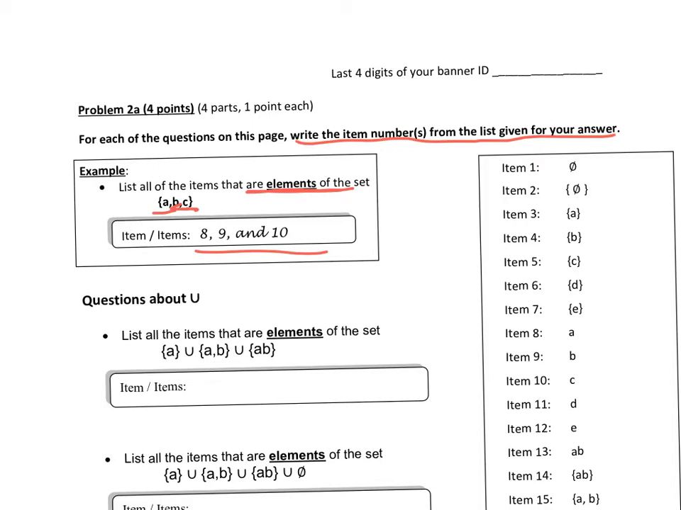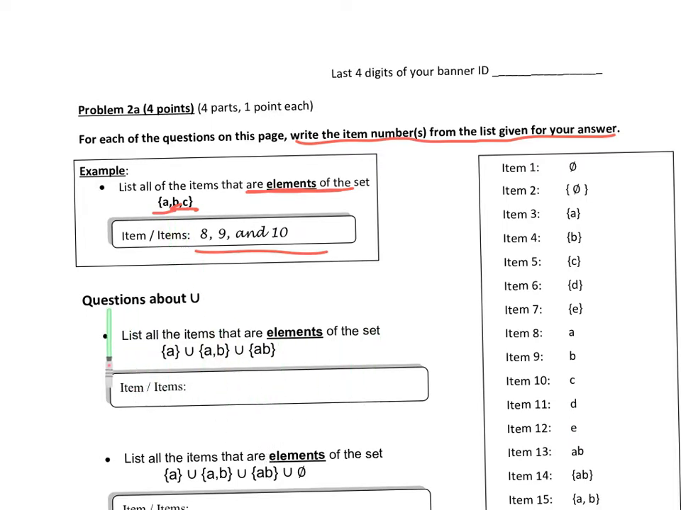Where's my pointer? Is that it? Yeah. Ooh, I have a, what do you call it? Lightsaber. All right, but you see 8, 9, and 10 are indeed in this set over here.